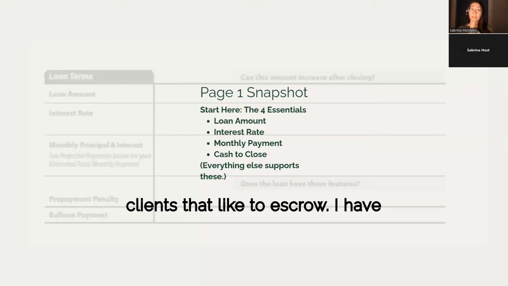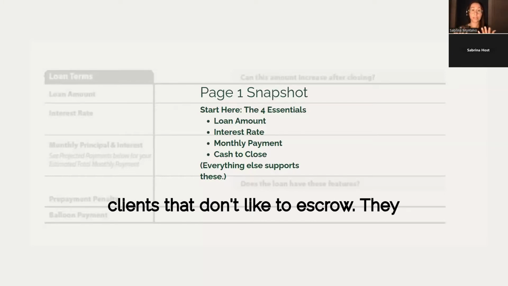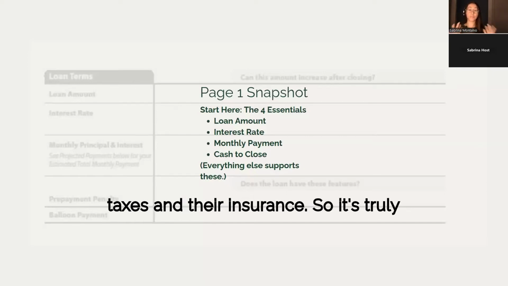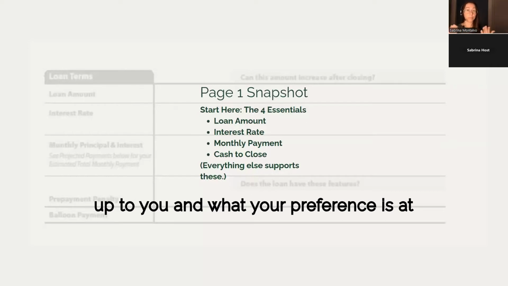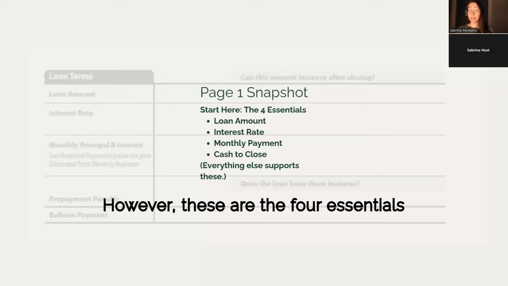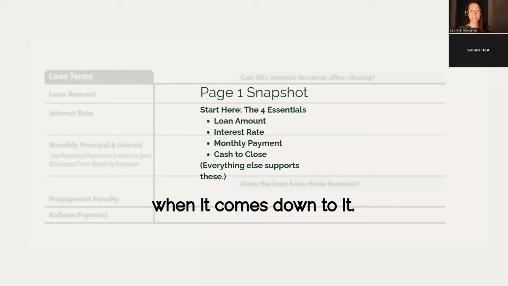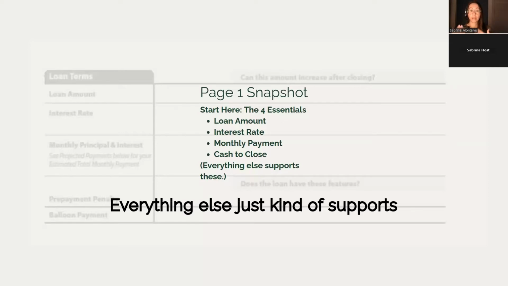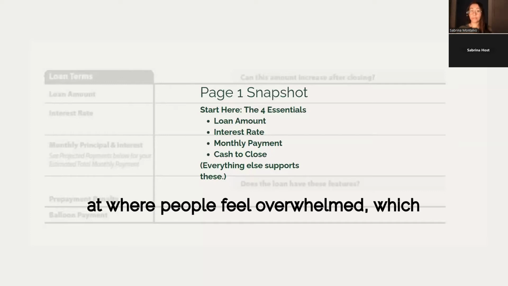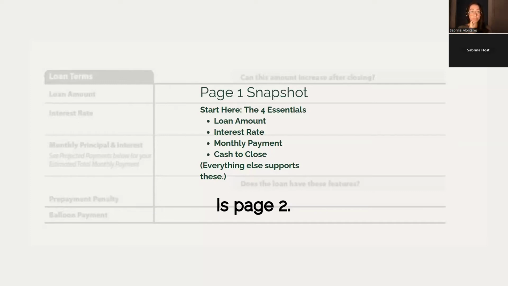I have clients that like to escrow. I have clients that don't like to escrow. They like to pay their taxes and their insurance on their own. So it's truly up to you and what your preference is at the end of the day. However, these are the four essentials when it comes down to it. Everything else just kind of supports those numbers. So now let's look at where people feel overwhelmed, which is page two.